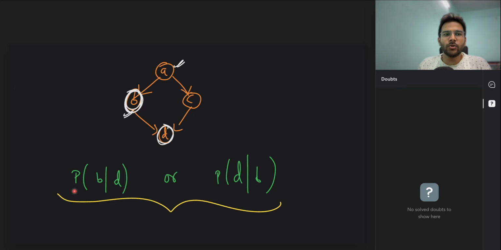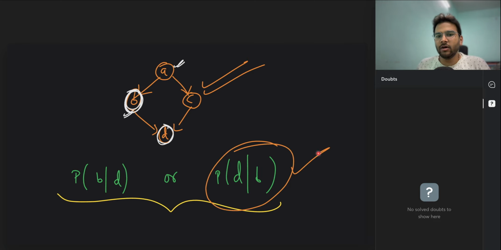Which one is well suited for likelihood weighting? If this is the model given to you, the graphical model, obviously the probability of D given B. Is this clear? Because of the upstream evidence condition, we are finding likelihood weighting based on this upstream evidence.